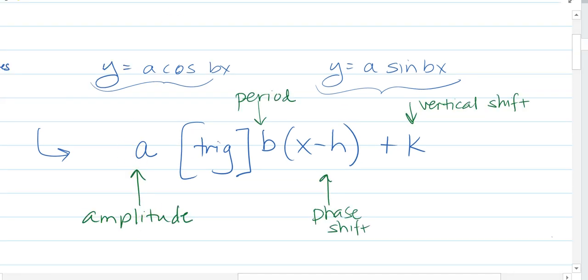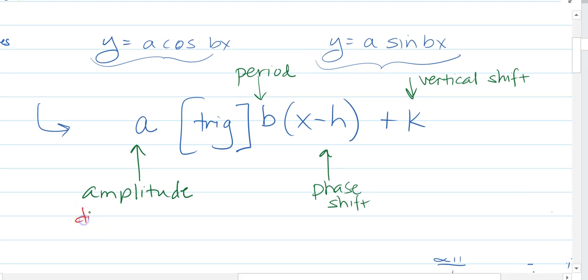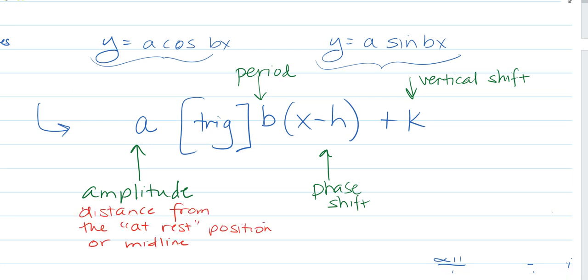Okay, so A is your amplitude, and that tells you the distance from the at-rest distance. So your amplitude is the distance from the at-rest or the midline. At-rest is your midline. And now you have your period for B, and the period is actually your cycle. In physics, they call it a wavelength. So you determine this by doing 2 pi over B. So write down that you determine the wavelength by doing 2 pi divided by B.